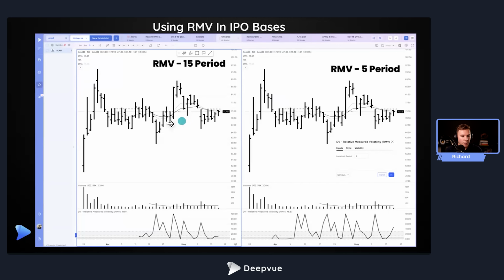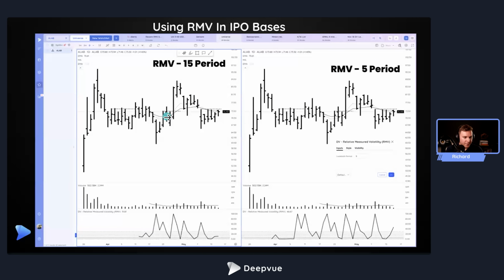So when it comes to very recent IPOs, I often like to adjust the period to 5 days, and that makes the RMV a lot more reactive. There's going to be a lot more up and down signals, but it allows you to plot a lot earlier within the price cycle when only 5 days have occurred, and then you're looking for those entry points in the IPO base. And here we've got A Lab from earlier this year.